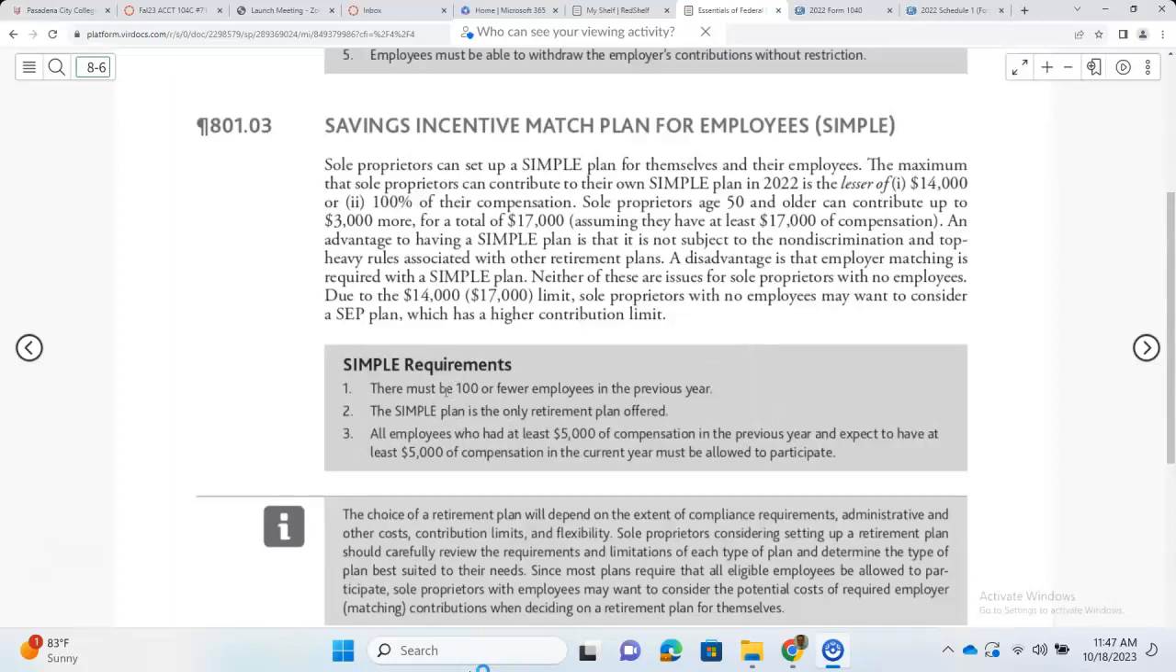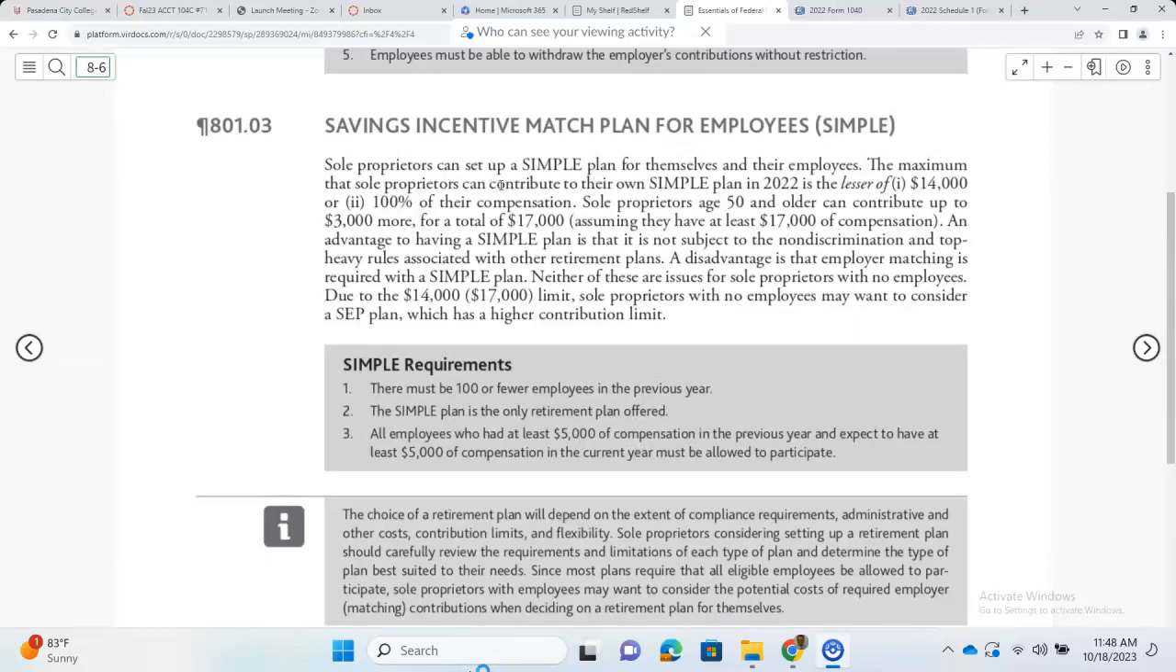So simple requirements are there must be 100 or fewer employees in the previous year. So it's not for big companies. They specifically made it for small companies. It must be the only retirement plan offered, so they shouldn't have any other type of retirement plan. All employees have to have at least $5,000 of compensation.